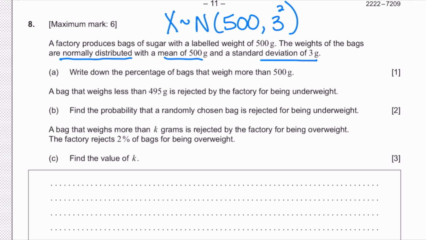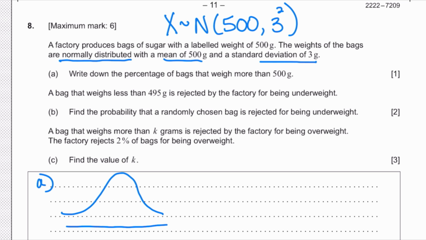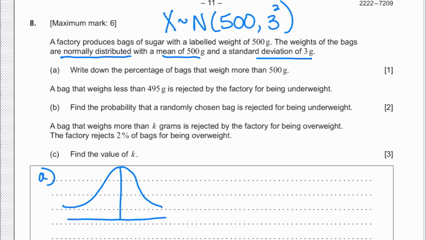This is just how you write the distribution. They're not asking you to do that. I'm doing it just as a review. Then it says part A, write down the percentage of bags that weigh more than 500. That is only a 1-point question. It's supposed to be very easy. Do realize these are normal distribution problems. In the normal curve, my mean is going to basically be straight down the middle. That's 500. So it says write down the percentage of bags that weigh more than 500. This right here is going to be 50%.